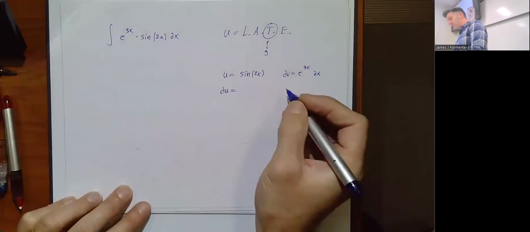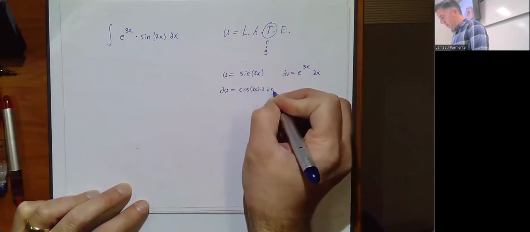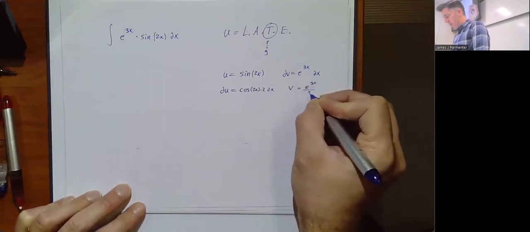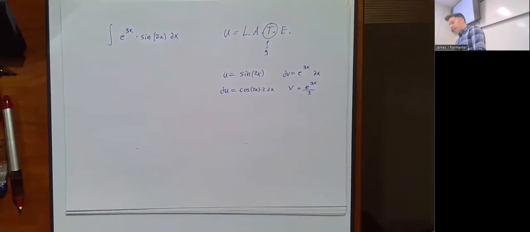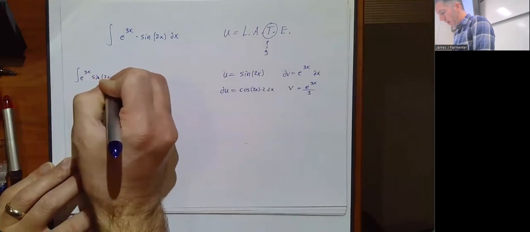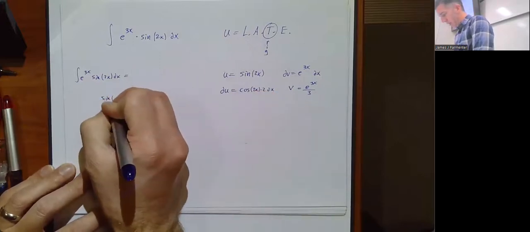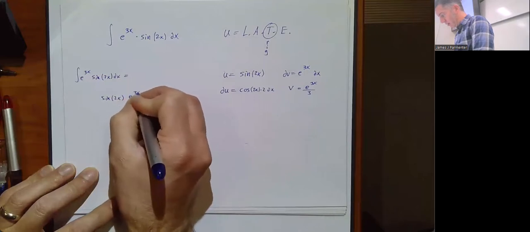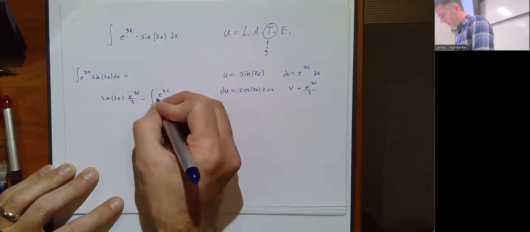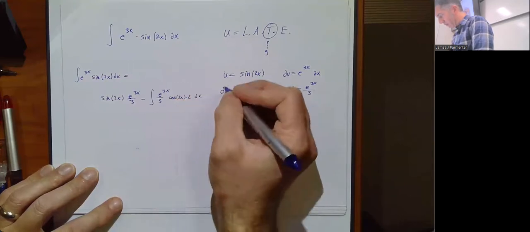So du, I've got to use some chain rule: the derivative of sine of 2x is cosine of 2x times 2 dx. And the antiderivative of e to the 3x is e to the 3x divided by 3. So here's what we're going to get. The integral of e to the 3x times sine of 2x dx is equal to uv, so it's going to be sine of 2x times e to the 3x over 3, minus the integral of v du, which is e to the 3x divided by 3 times cosine of 2x times 2 dx.